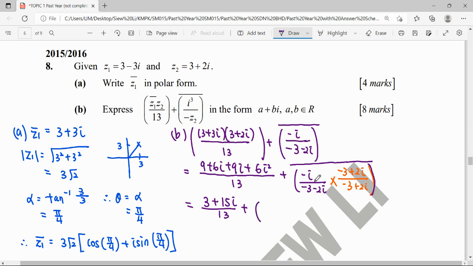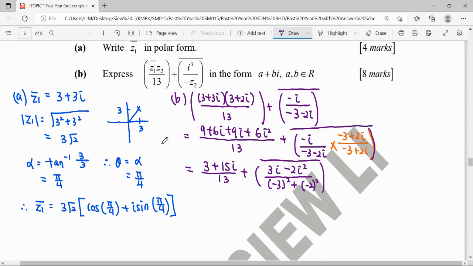So for this part, we are going to expand the numerator, negative i with negative 3, so it becomes 3i. Then negative i with negative 2i will become 2i squared. Divide by the complex number times its conjugate. So straight away we can do a squared plus b squared. Then we simplify here. So real number divided by 13, imaginary number divided by 13.